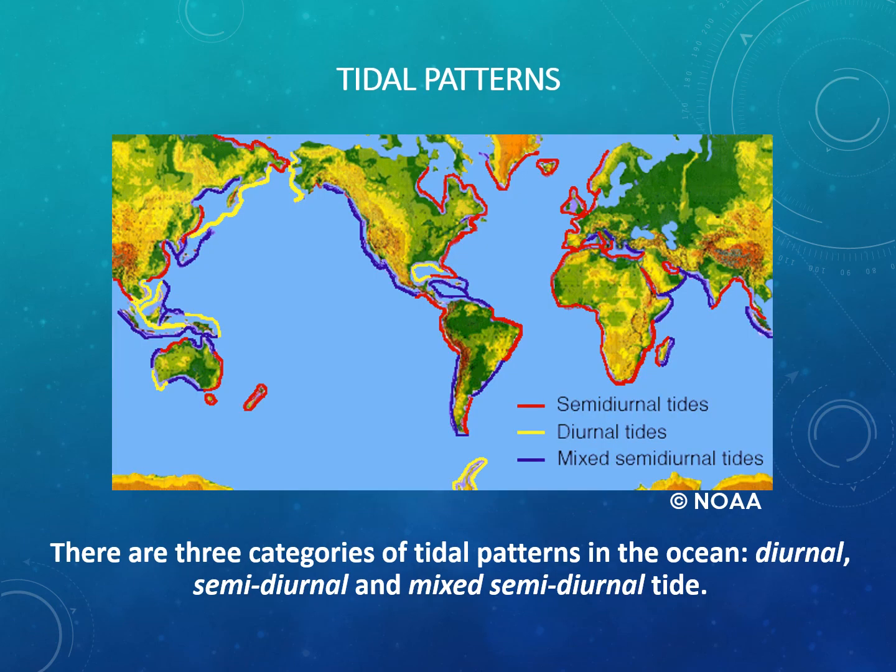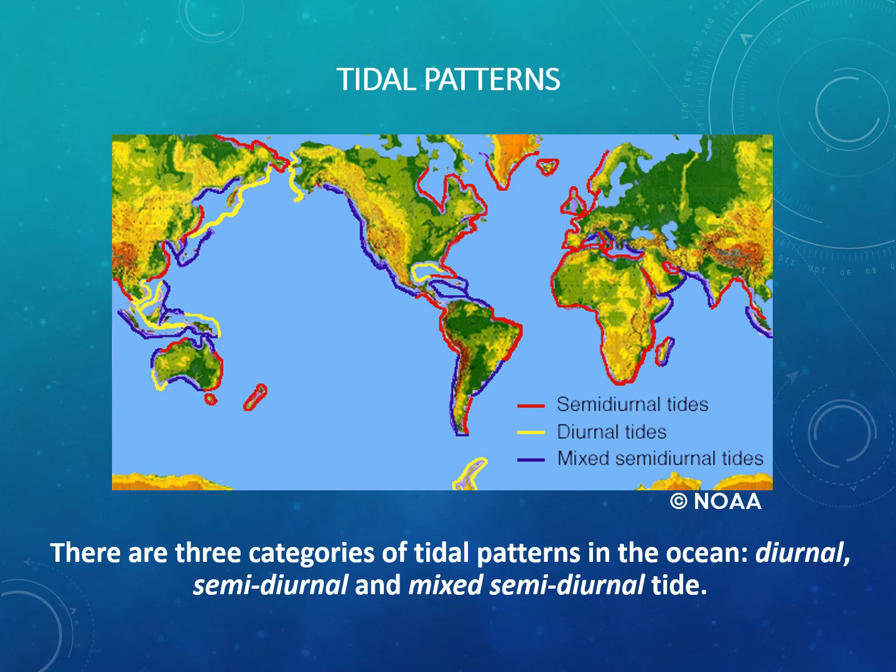This slide shows the tidal patterns of coastlines globally. Diurnal tide patterns are in yellow, semidiurnal tide patterns are in red, and mixed semidiurnal tide patterns are in blue. Note that on this diagram, there's about a 50-50 chance of getting either semidiurnal or mixed semidiurnal tides. Very few places on Earth actually have a diurnal tide pattern.